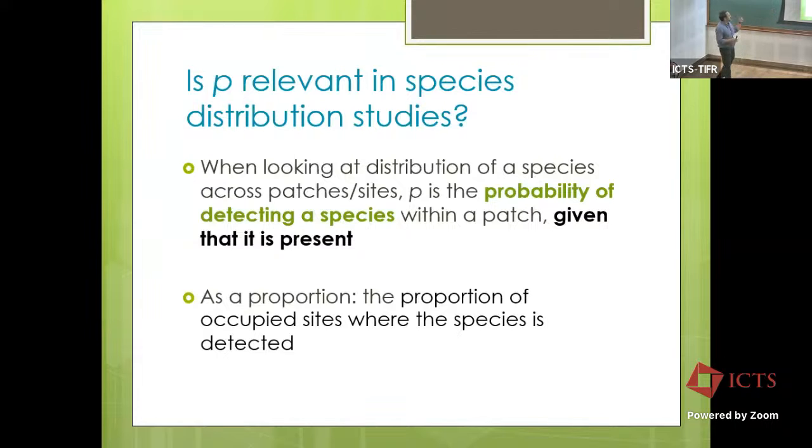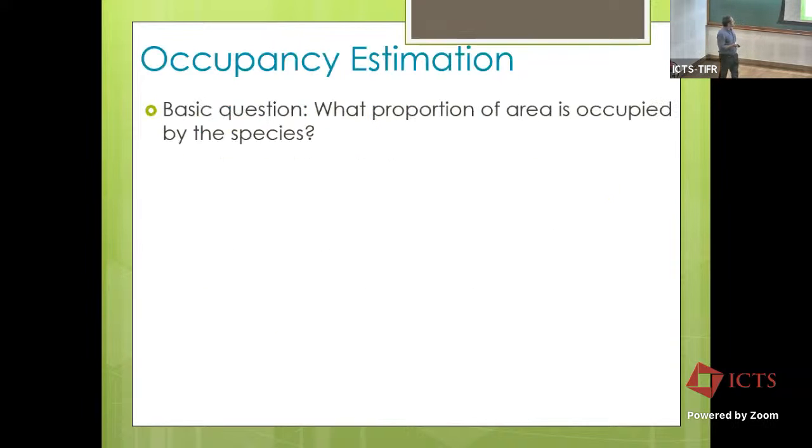When we're looking at species distribution across patches, like I showed in the previous slides, small p here is the probability of detecting a species within a patch given that it is present. Obviously, if the species is not there, you can't detect it. But if it's there, there are two possibilities: either you'll detect it or you'll not detect it, right? You can also think of it as a proportion: of the sites that are occupied, what proportion of them do you detect the species in? So you can think of it as a probability or as a proportion. We'll be talking more about this as we move forward.